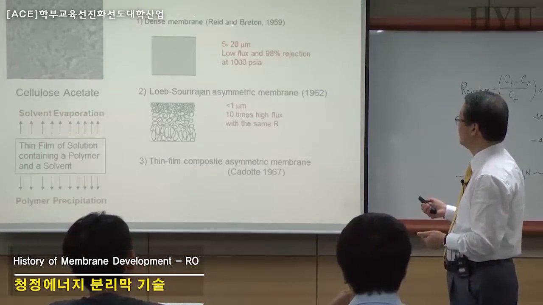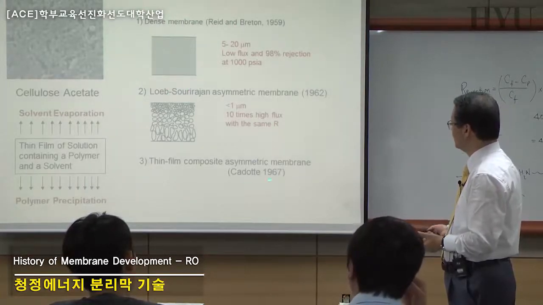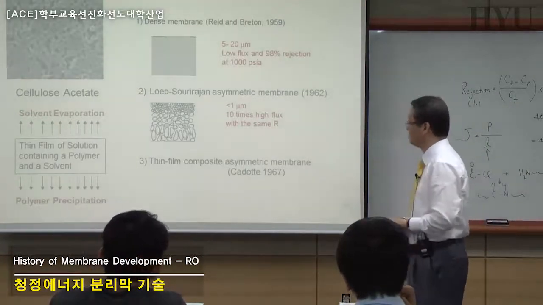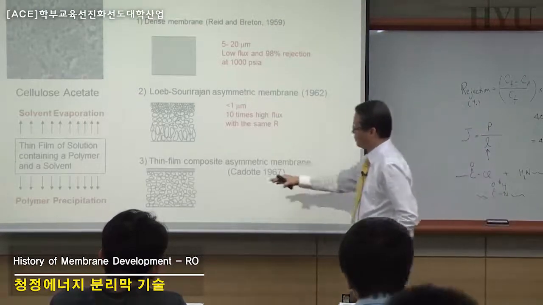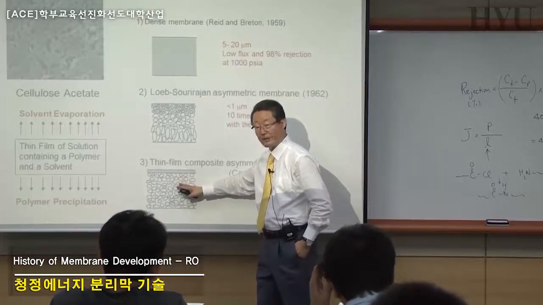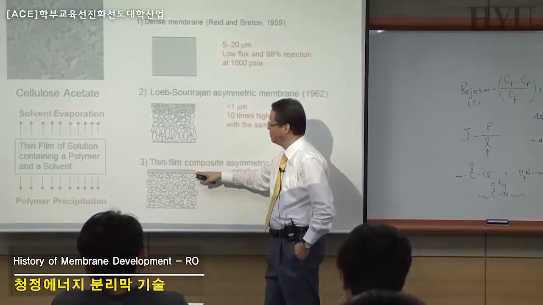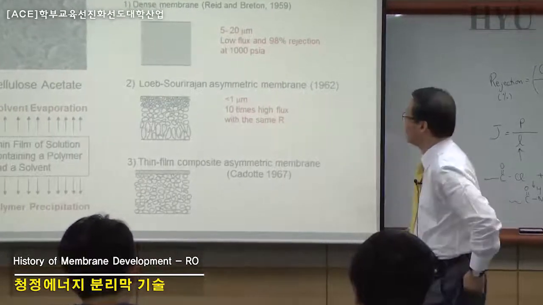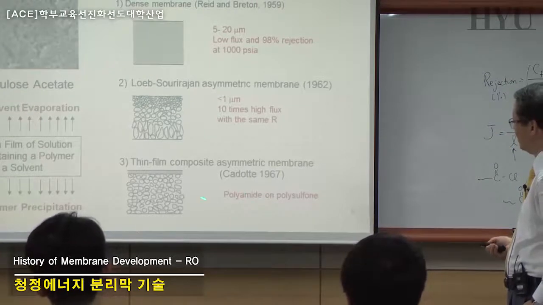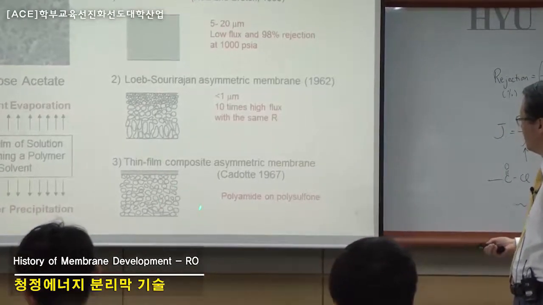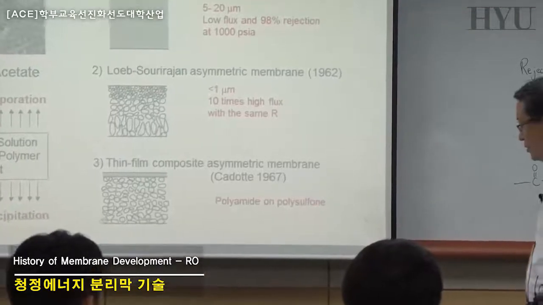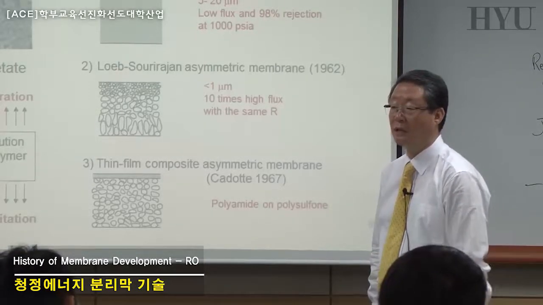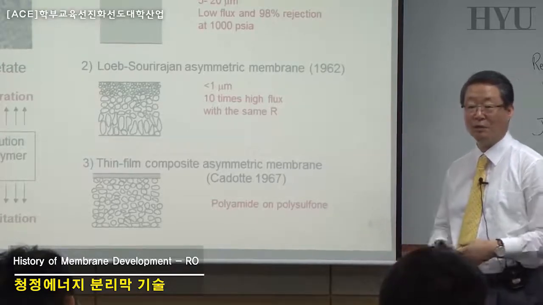I don't know about the fate of Riley and Breton, but Loeb, Sourirajan, Cadotte, they were very active in membranes for the last 4 or 5 decades. So yes, this is the picture. You make the asymmetric membrane separately, and then coat a very thin layer, so they're mimicking the asymmetric structure of Loeb and Sourirajan. Usually the polyamide is on the surface and the polysulfone is on the bottom. Very recently, the LG Chem company bought an American company called NanoH2O with a huge amount of money, about $200 million.